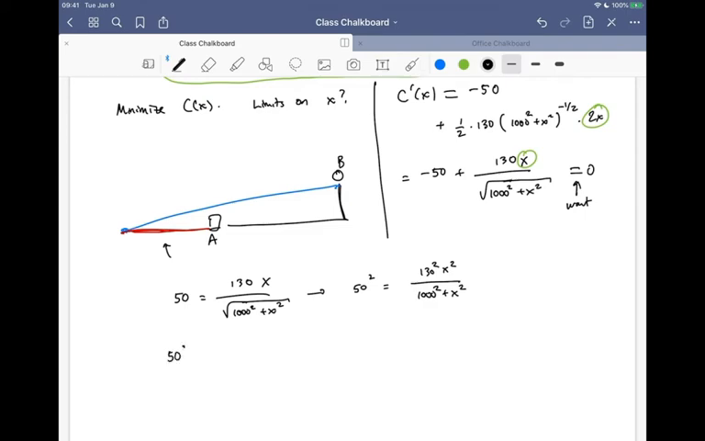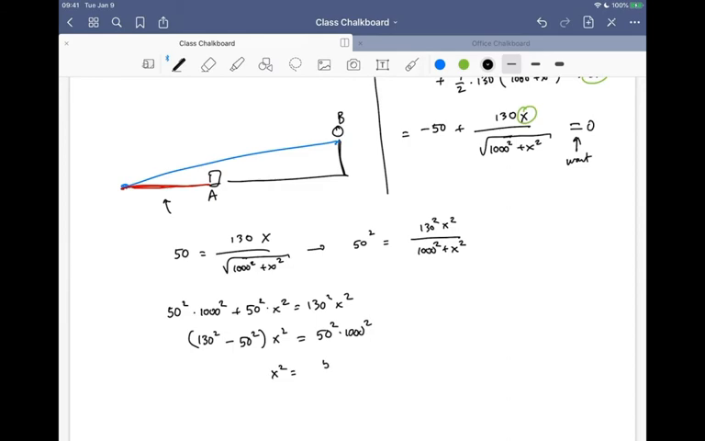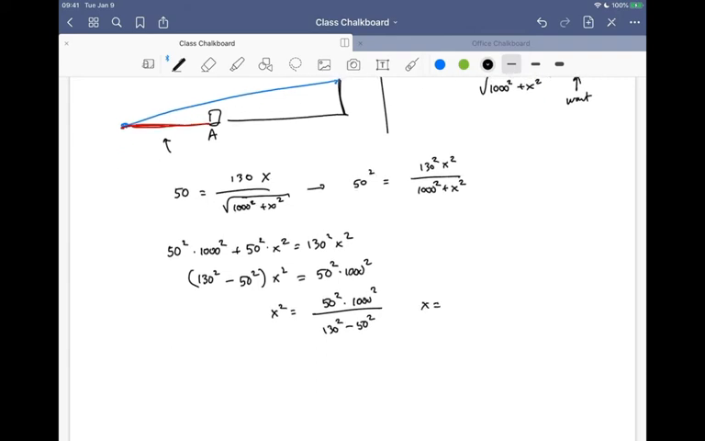All right, so I'd have 50 squared times 1,000 squared plus 50 squared times x squared is 130 squared x squared, and then I want to get all the x squareds together, so I'd have 130 minus 50 would be 80, or no, can't do that. 130 squared minus 50 squared, times x squared, is 50 squared times 1,000 squared. And so x squared is 50 squared times 1,000 squared all over 130 squared minus 50 squared. And so x would be the square root of all that, which I can simplify a little bit.